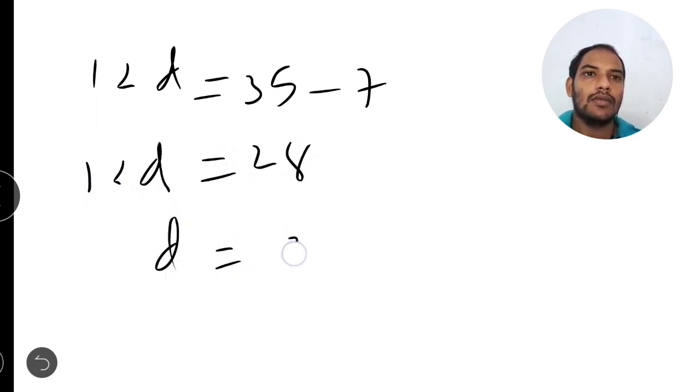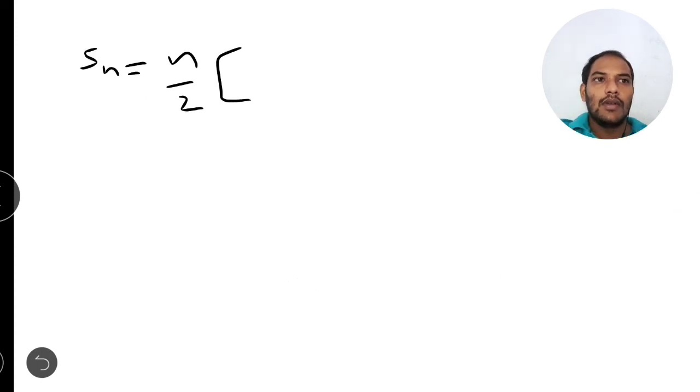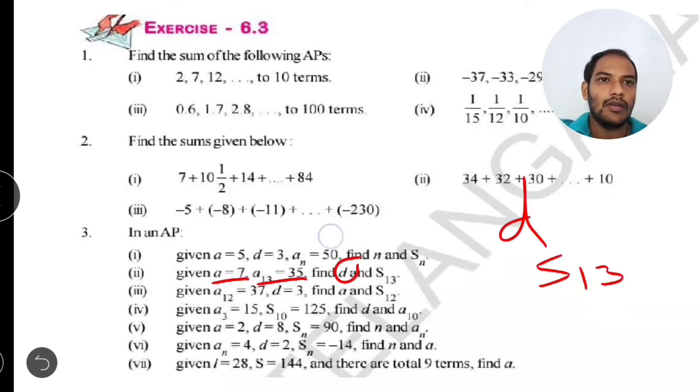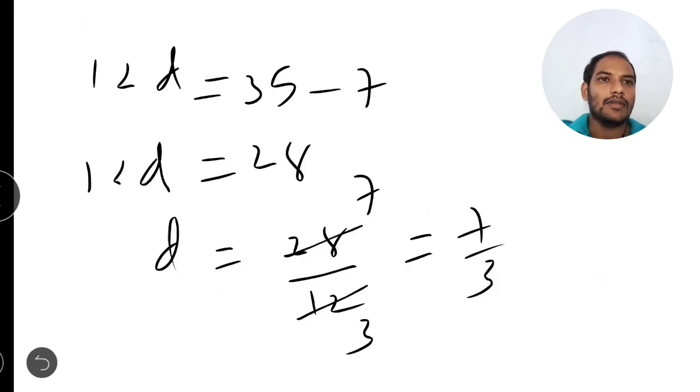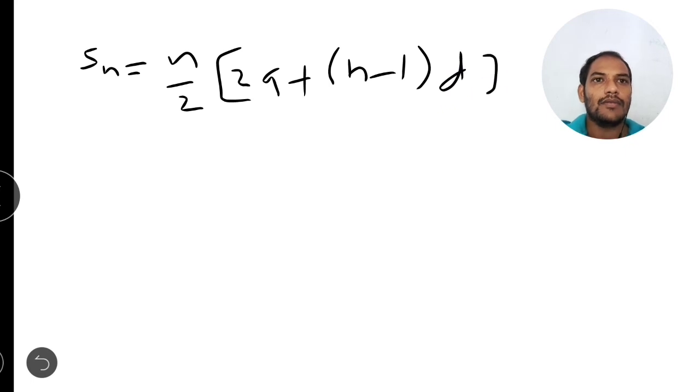So d equals 28 divided by 12. Here 4 threes are 12, 4 sevens are 28, so it equals 7 by 3. So the d value is 7 by 3. Now the Sn formula. Which formula do you want to use for Sn? See here, the last term is not available. In the previous question, the an value was given, so we used n by 2 of a plus l, but here the an value is not there. So that is why we use the first formula, n by 2 of 2a plus n minus 1 into d.